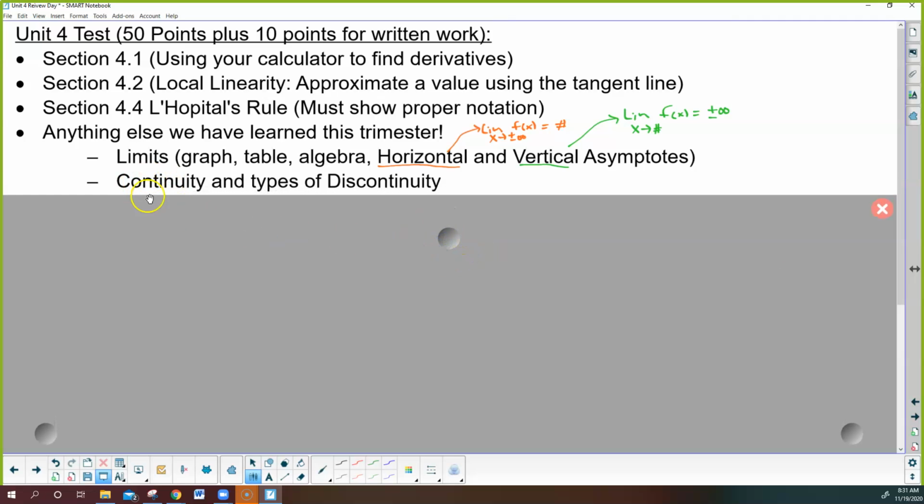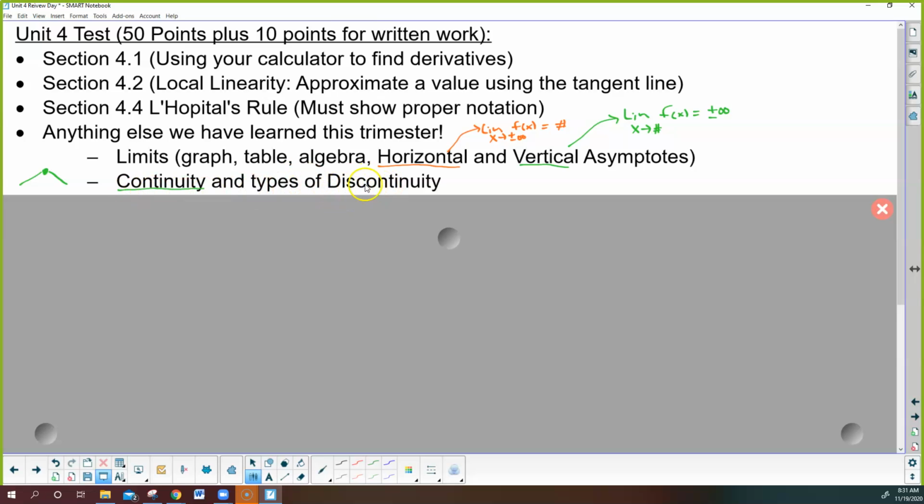Okay? Understand what continuity means. When we say continuity, I think of it graphically, but does the limit of the left equal the limit to the right? And does the point exist? If that is true, then the function is continuous.